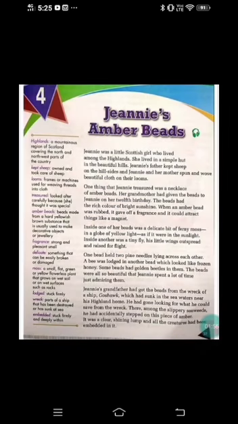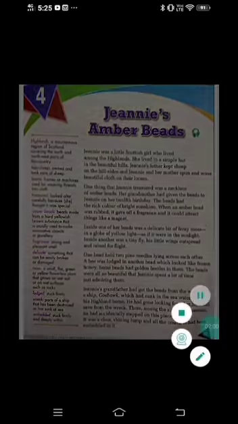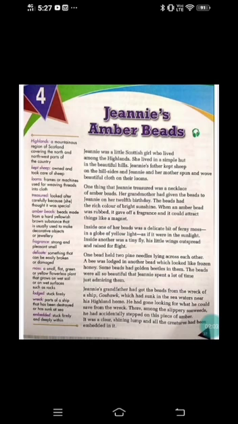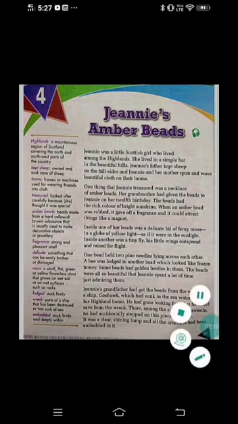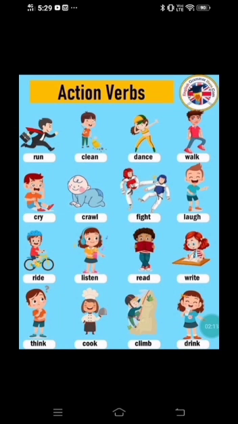As a part of this story, we need to learn the grammar which has been covered in this lesson. So now let's learn the grammar first and then we'll go to the lesson. Can you identify what these are, children?